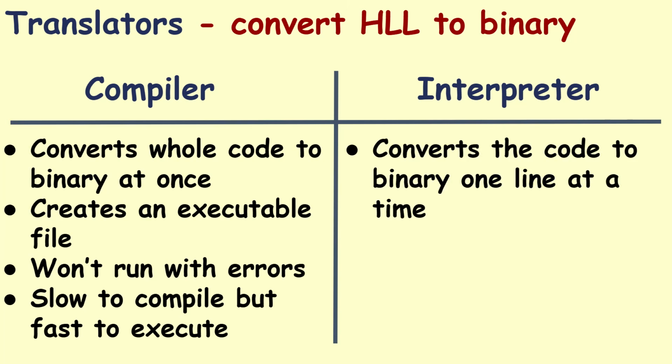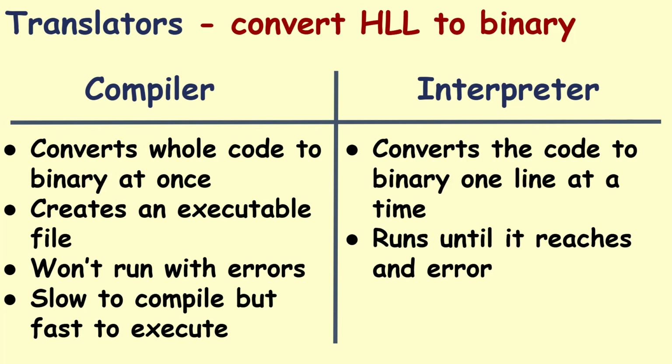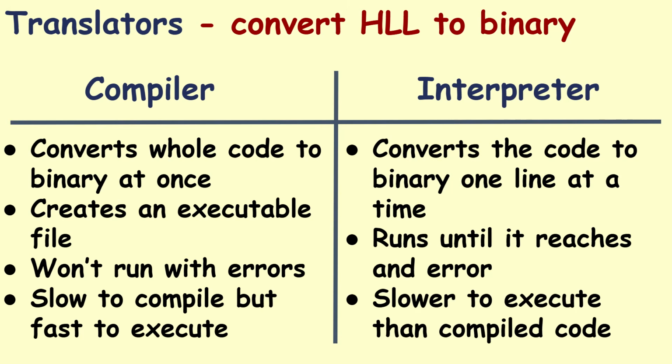An interpreter converts the code into binary one line at a time. It runs until it reaches an error, and then it will stop and say that you've got an error. It's slower to execute than compiled code, because every time you run it, it's having to translate it line by line, whereas with a compiler, you're translating your whole code and then you've got your executable file ready to run.